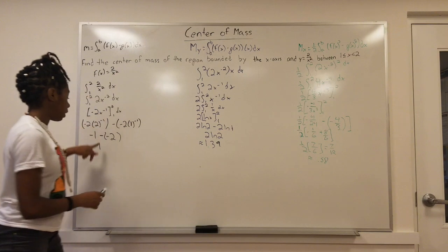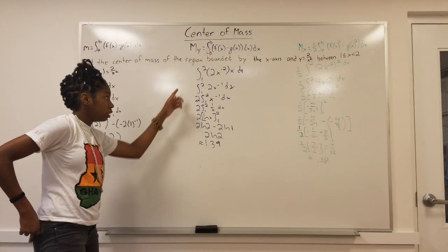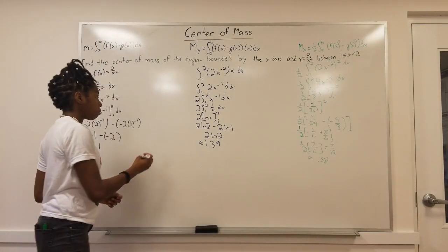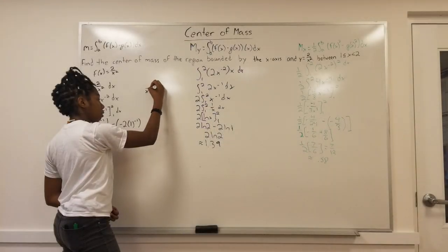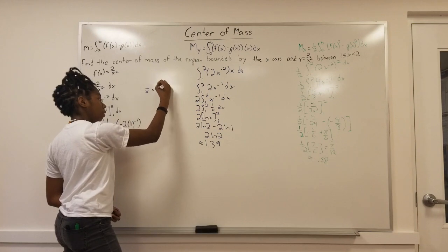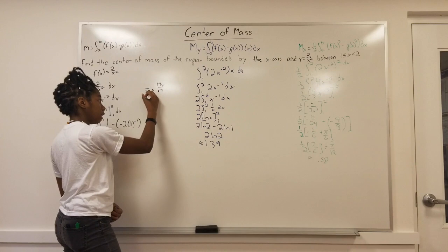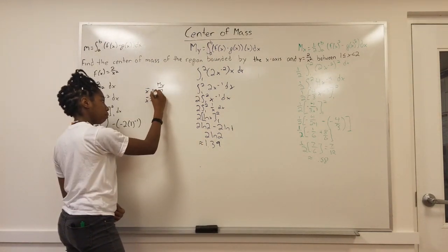Now because your mass is 1, for your x bar and your y bar, you can just use what you got for the my and the mx. So x bar is my over mass, but since the mass equals 1, x bar in this case just equals my, which is approximately 1.39.